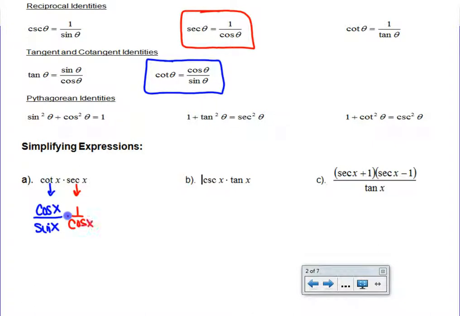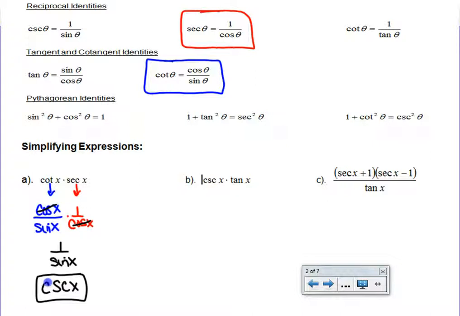And now I want you to use your algebraic skills. What would happen if you just had this sitting on a piece of paper? You can cross them out. The cosines would cancel, and you'd end up with 1 over sine. Now, you guys aren't real familiar with this, but this is not the correct answer yet. There's something more simple that you can tell me besides 1 over sine. Cosecant. Nice job. That is the correct answer.